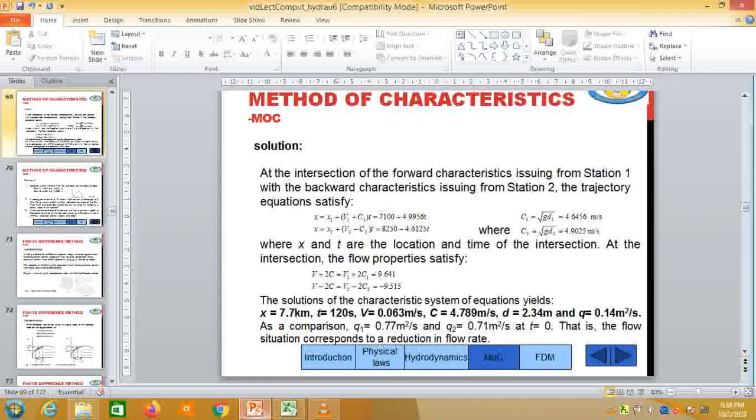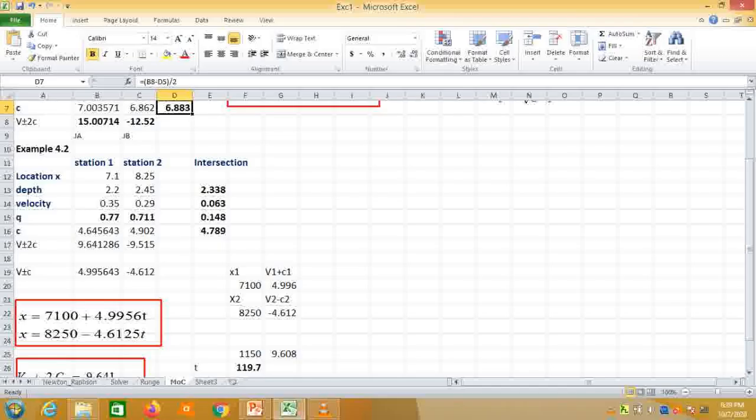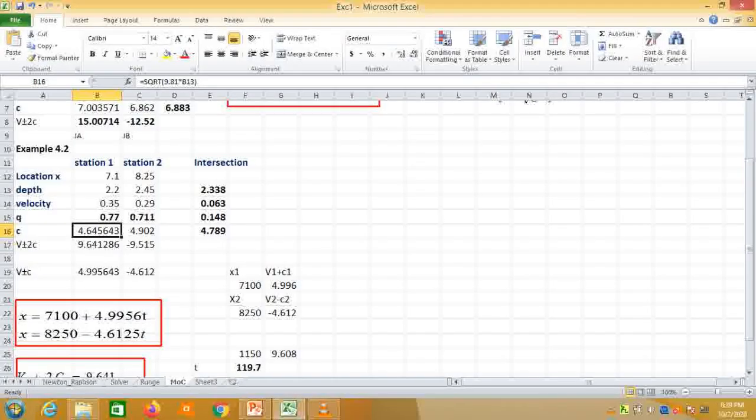Essentially, it is calculated here. So here the locations are given: 7.1, 8.25, depths 2.2, 2.45. Then you can find the velocity is given to be 0.35 and 0.29 here. So first, let's find the celerities here. So the celerity is given here as square root of g times the depths. Yeah, that's the celerity here.